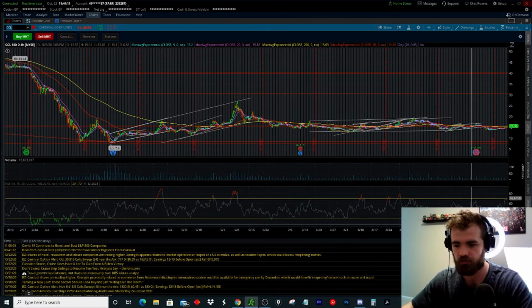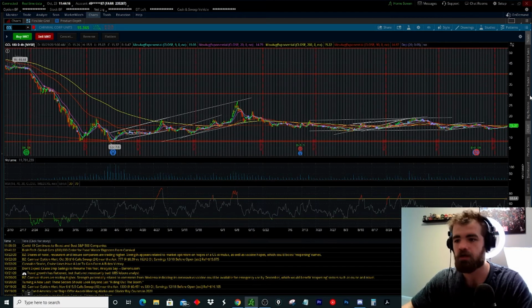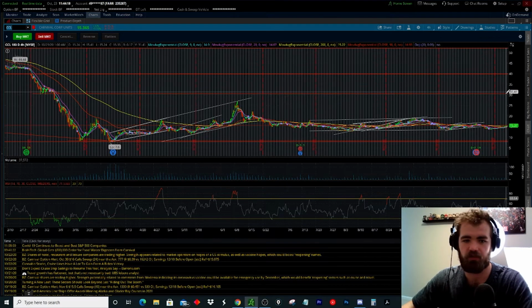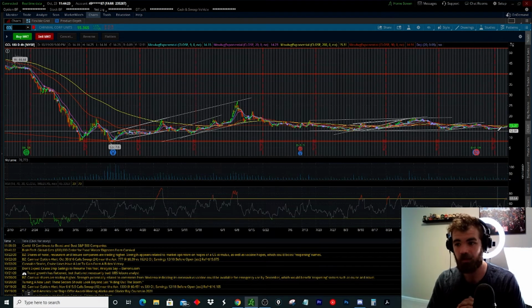So the next one here is ticker symbol CCL. This is Carnival Cruise here. Now this one is definitely going to take a long time to recover. But when do I think it will hit $30? Because that would pretty much be a double in profit and double in growth. Well, I definitely think it's going to take around 2 years to do that.